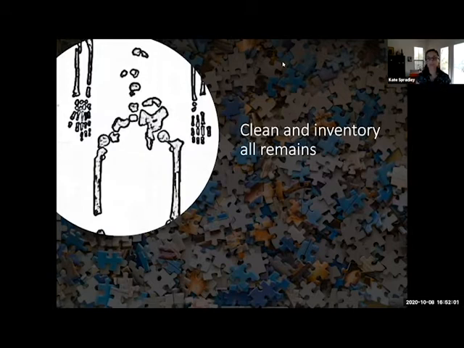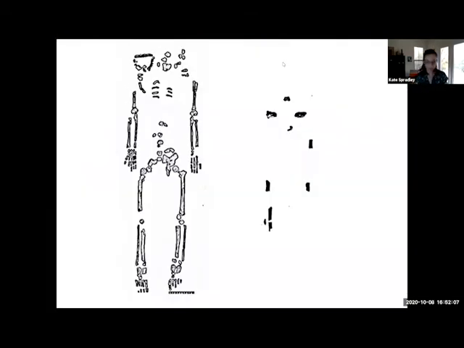Well, it takes time to collect data and analyze data, but it also took a long time to clean these remains. So once the remains were cleaned, they were laid out in anatomical position to prepare for the analysis. These are line drawings from 2 of the individuals.